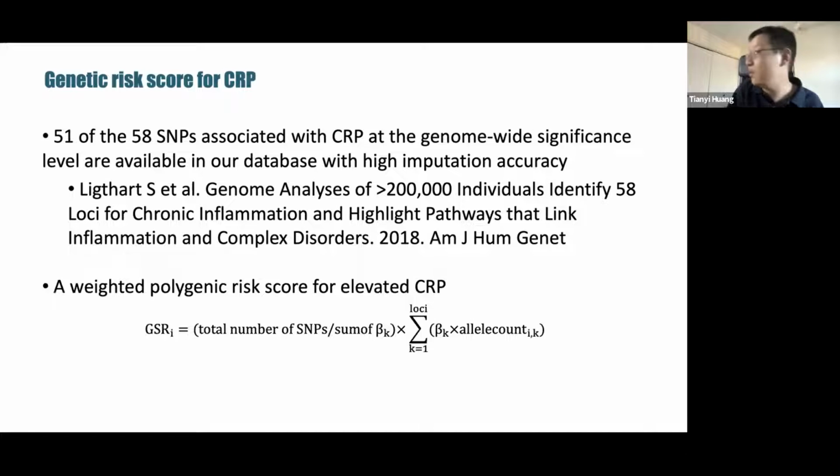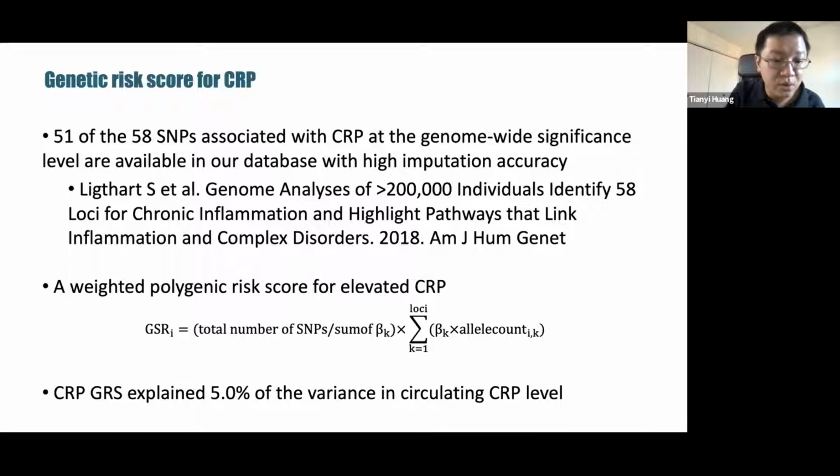Based on these 51 SNPs, I created a weighted polygenic risk score for CRP, so that one unit increase in this polygenic risk score corresponds to one more CRP-increasing risk allele. We also find that this CRP genetic risk score explains about 5% of the variance in circulating CRP levels. This is consistent with prior reports suggesting that this genetic instrument is valid and is also strong.